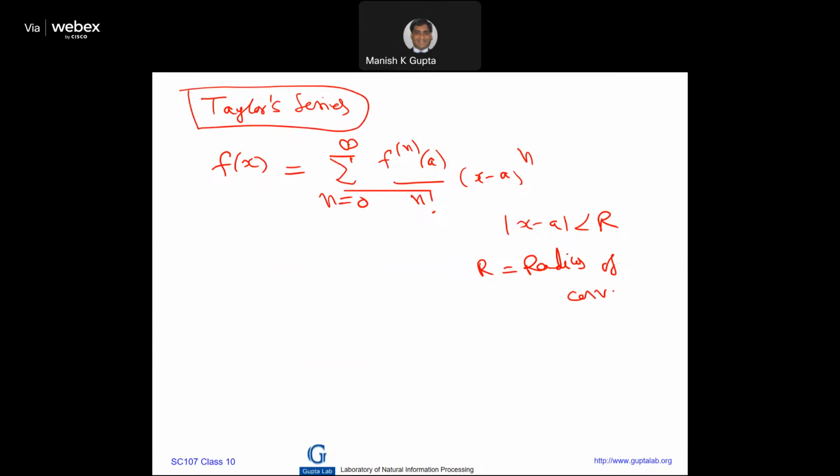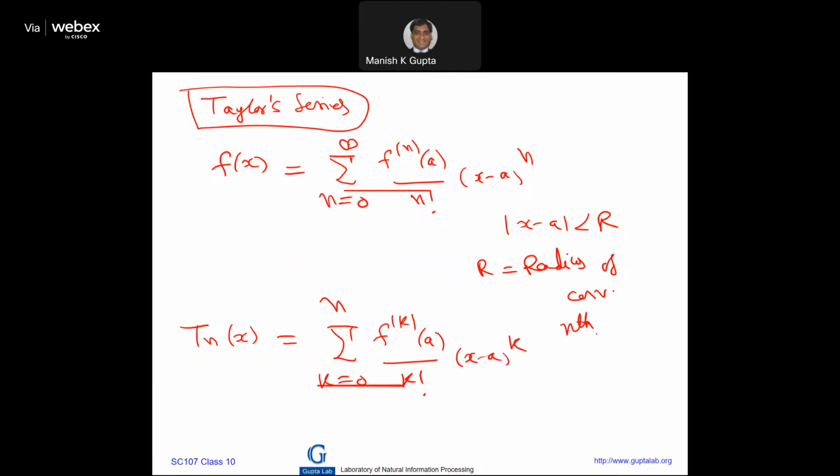Now, if I take only certain terms in this series, I call it Tn of x as summation k is equal to 0 to n. So there are n plus 1 terms. This is known as the nth degree Taylor polynomial. So degree is n. I'm just taking n plus 1 terms, the first terms. So this is a degree n polynomial in this series. I'm taking only finite terms here.